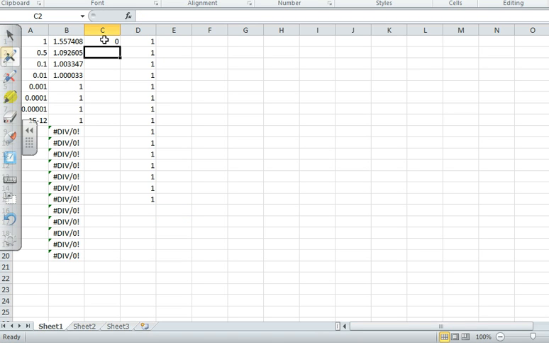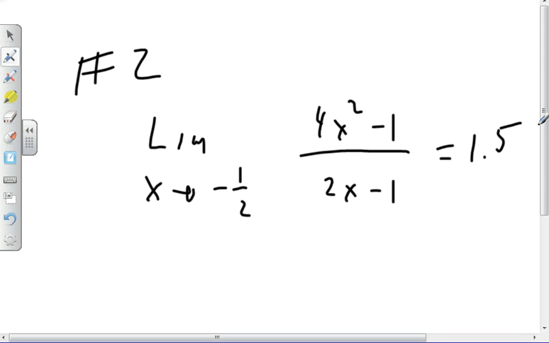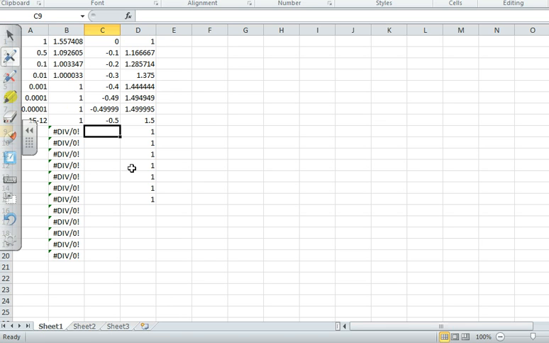So we're going to put in a 0, and then minus 0.1, and then minus 0.01. That's dumb. Minus 0.2, minus 0.3, minus 0.4, minus 0.49, minus 0.49999. It looks like I'm approaching minus 1/2. Minus 0.49999999999. Yeah, I think I'm approaching minus 1/2. So the answer is 1.5. Well, it did put in a minus 0.5, so it did it for me in this program.